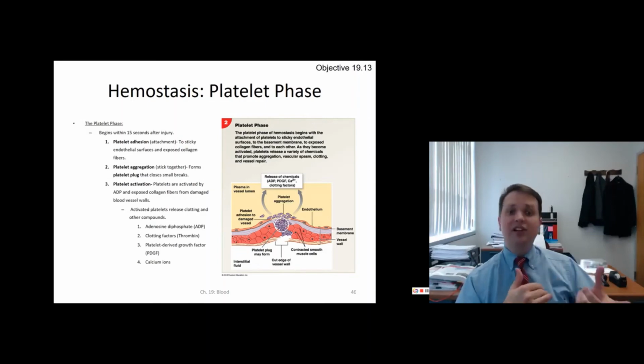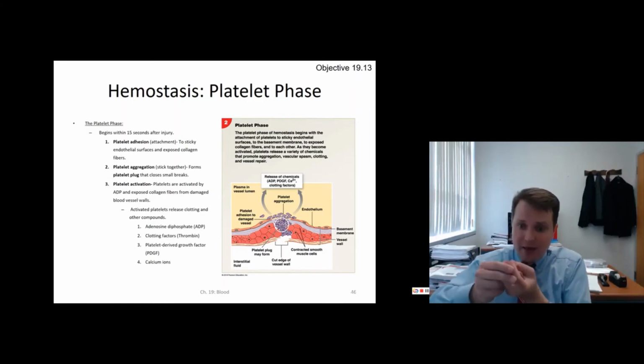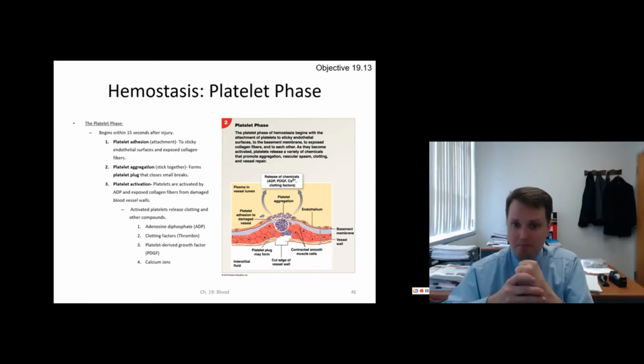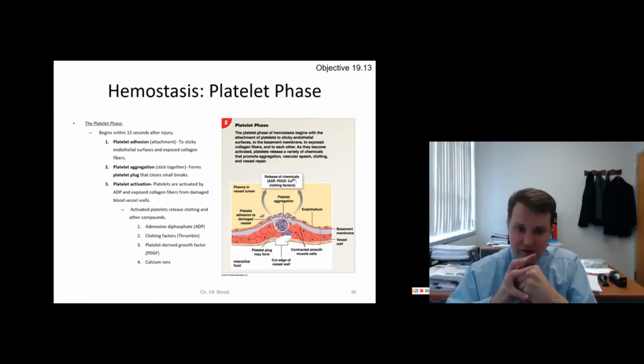Platelets then start to stick to other platelets, because when they're activated, they will start to make themselves sticky and make other platelets adhere to them. And this starts to close small breaks. It starts to form a platelet plug. Okay? And that platelet plug will hopefully fill this wound.